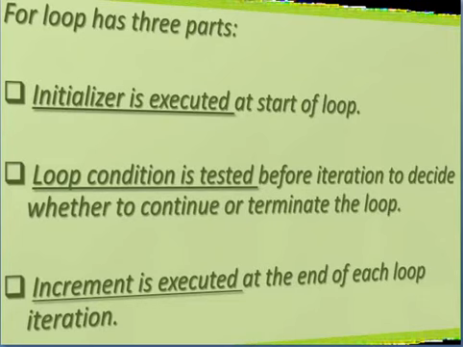Third is for loop. It has 3 parts. Initializer is executed at the start of the loop, that is initialization condition. Then second one, loop condition is tested before iteration whether to continue or terminate the loop. And third one is increment or decrement, executed at the end of each loop iteration.